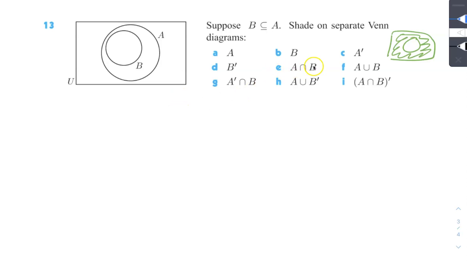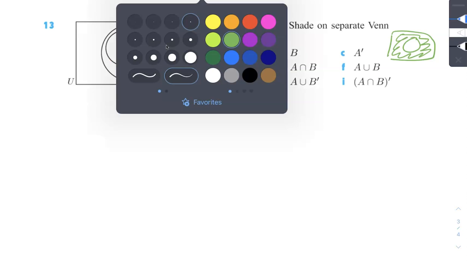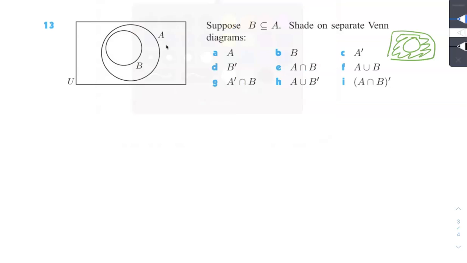A intersection B, so it's a little weird. What do they have in common? What do A and B have in common? But B's inside of A. So it actually turns out just to be, this is the thing I did before. Here's B in yellow, and then in orange I'll do A. Where do they overlap? Right here. In B. It turns out to be B.